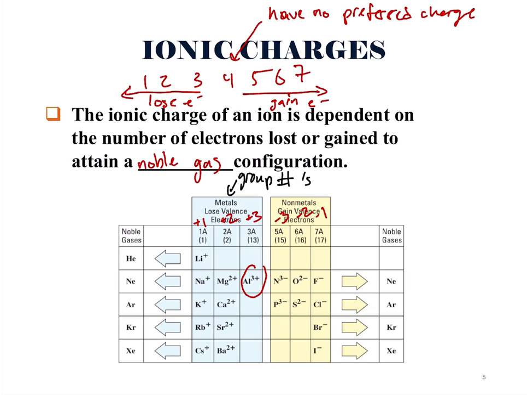All of the non-metals, like the main group elements, tend to form negative charges. They tend to form anions because it's easier for them to gain electrons. And those tend to be the more electronegative elements, the higher ionization energy elements. So they're going to pull electrons more strongly.